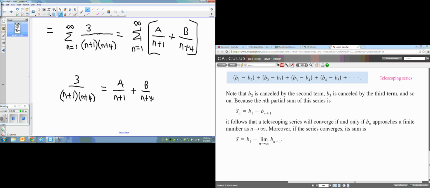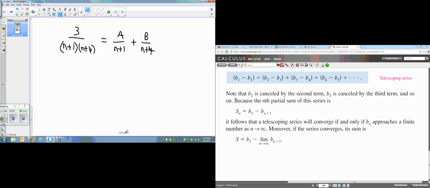What I'm going to do is go ahead and clear the fractions out. So let's clear the fractions here. I'm going to multiply both sides by the LCD, which is n plus 1 times n plus 4. The left-hand side becomes 3. The right-hand side, well, if I multiply this by n plus 1 times n plus 4, the n plus 1 would cancel with the n plus 1, and I'd be left with A times n plus 4.